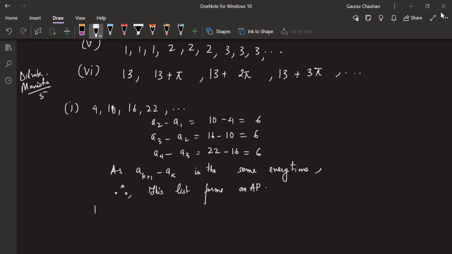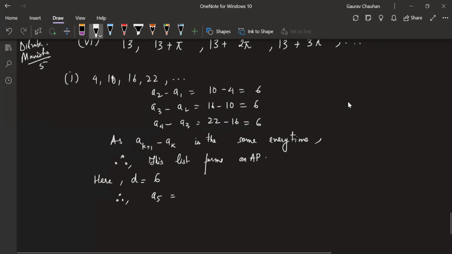Now in this question, D is equal to 6. They're asking us to find the next two terms. So A5 is equal to, how will you find that? Manisha, can you complete this question for me? A5 will be equal to, how will you find that? Sir, A5 minus A4. I'm asking for A5, not D. I'm asking for the next term. The next two terms they have asked, Manisha. What will come here? Why will I do A5 minus A4?